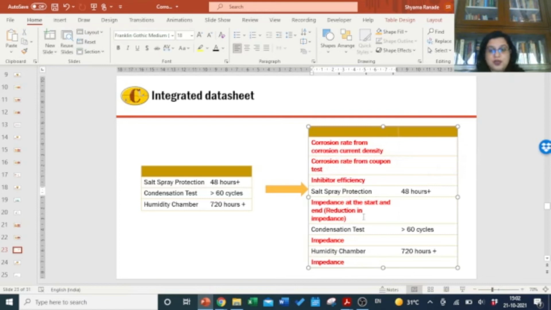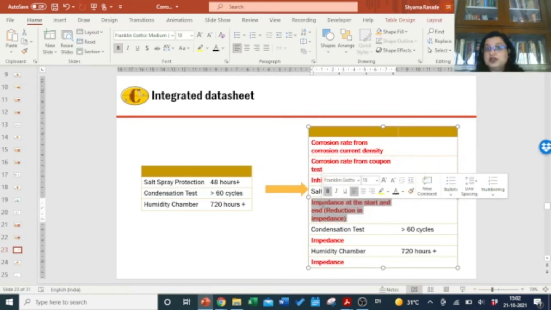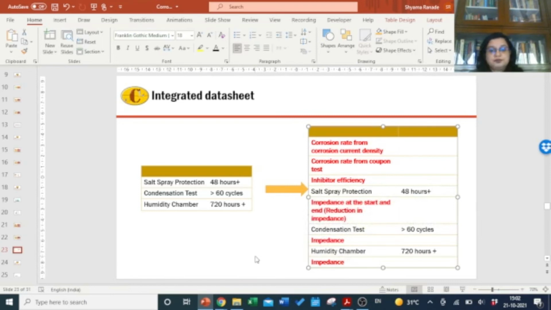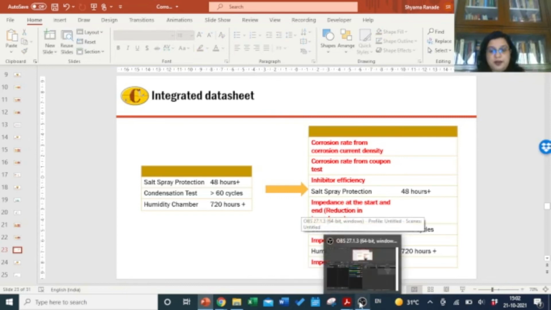So, you have salt spray, and you can do impedance to see the reduction in impedance. The condensation test, same, you can do reduction, and for humidity also you can do these kinds of reduction impedance tests. So, this is the kind of protection that can be done.